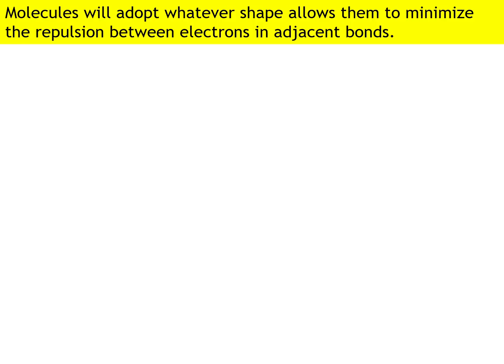All right, so as I said in the introductory slide, the molecules are going to adopt whatever shape they can in order to minimize the repulsion between electrons and adjacent bonds. So the thing is, when we're drawing these Lewis structures, we're putting them down on flat paper. And because the human eye likes symmetry, we tend to make them look kind of like this for CH4.